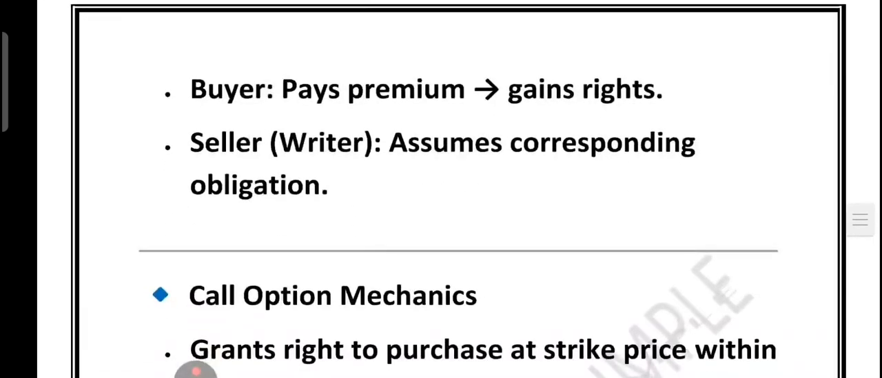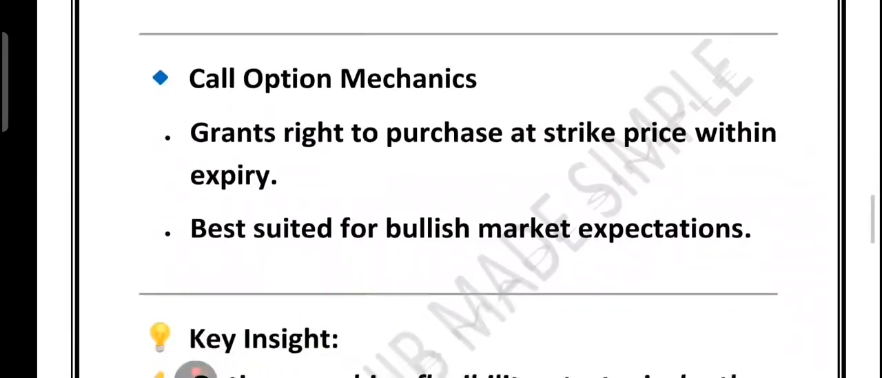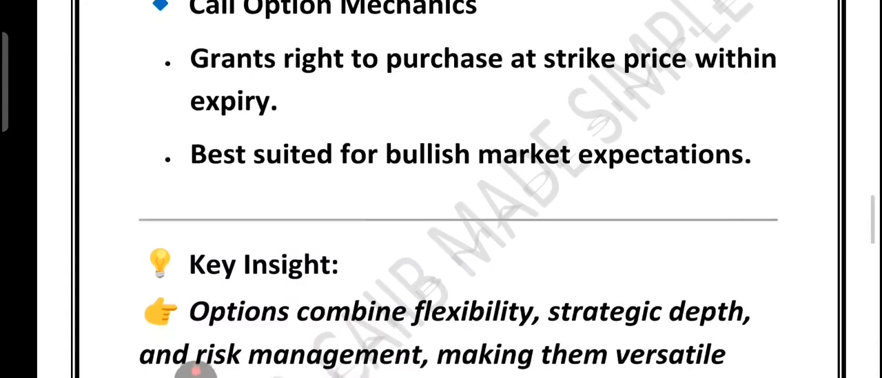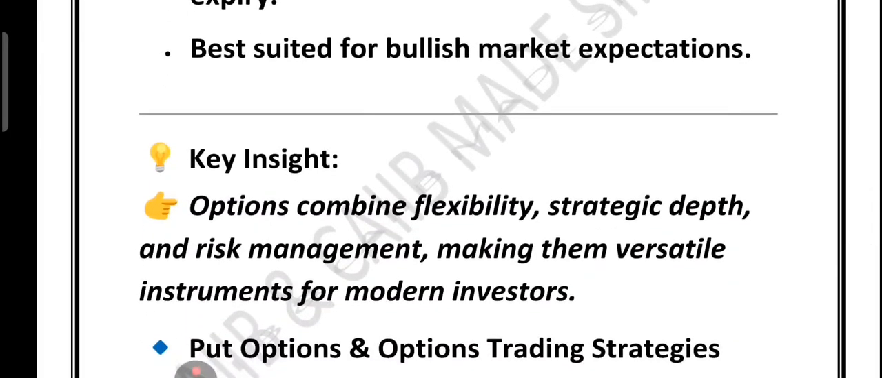If you look at the contract dynamics, please understand that the buyer pays a premium to get the right, and the seller, who is also called the writer, takes on the obligation to fulfill if the buyer exercises. So buyer has the right, seller has the obligation. If you look at call option mechanics, a call option lets you buy the asset at a strike price within the expiry date. Yes, there is an expiry date for every option. Within the expiry date, you can buy the asset. And the call option is used when you expect the price to rise. That's called a bullish market. When you expect the price is going to rise, then you can exercise the call option, right? So call means buy right, and with a bullish market expectation you can use this call right.